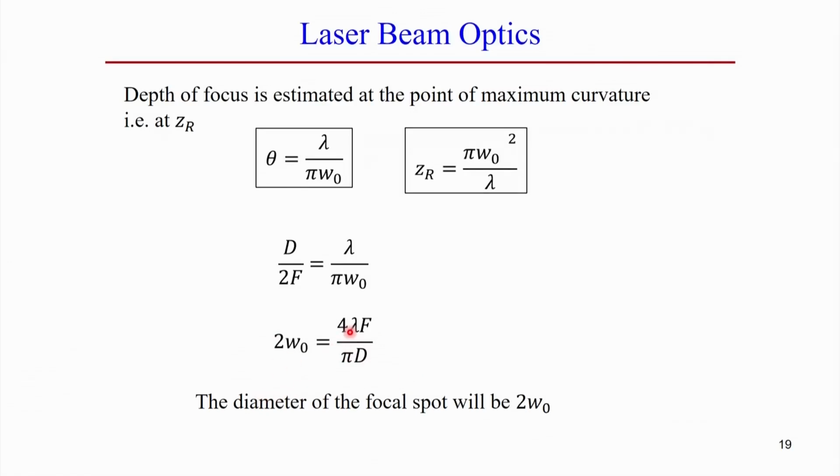So, all the parameters are given: the wavelength, f is also given, and the beam diameter is also given, and pi value we know. Based on that we can find the diameter of the focal spot, which is twice w0.